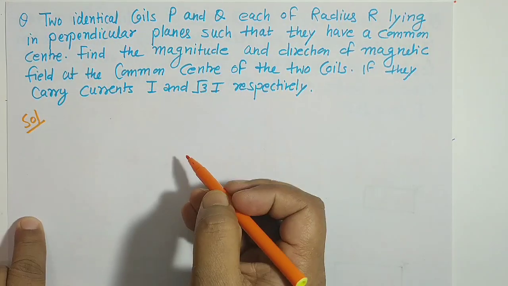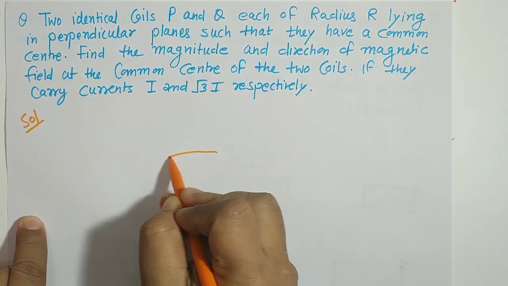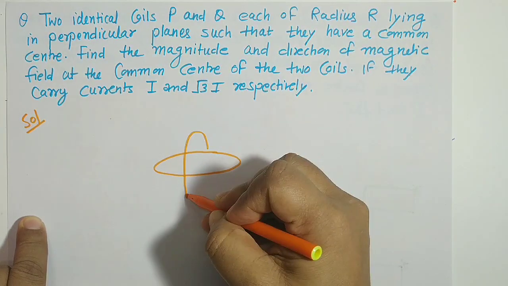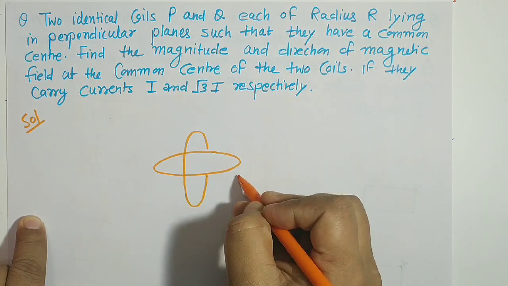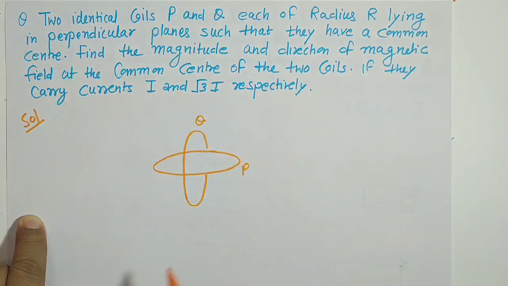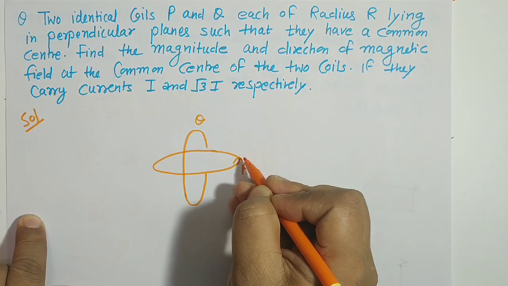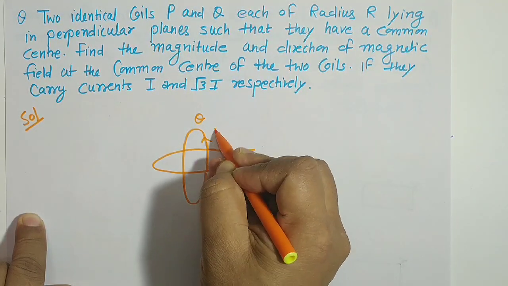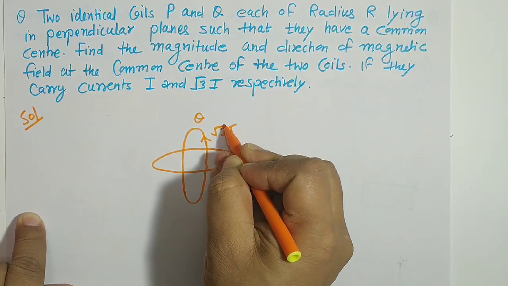We have two coils, P and Q, and they are perpendicular. Say this coil is P and this is Q. One is carrying current I, and the other is carrying current root 3 I. So they are like this.